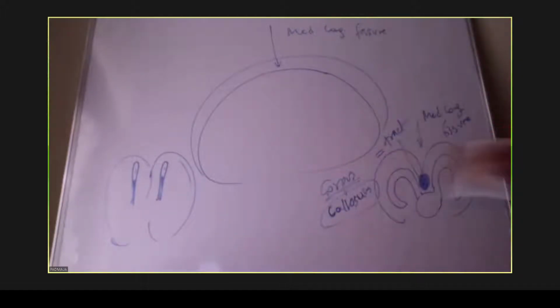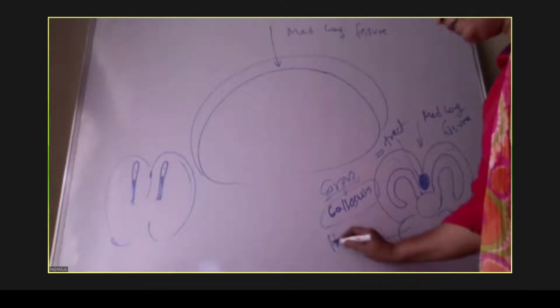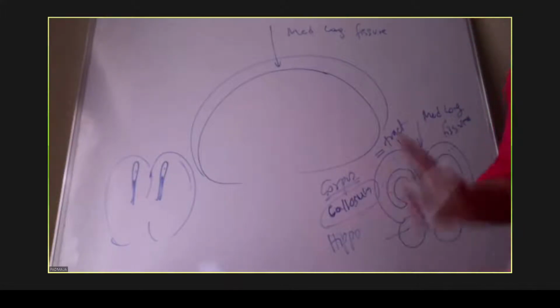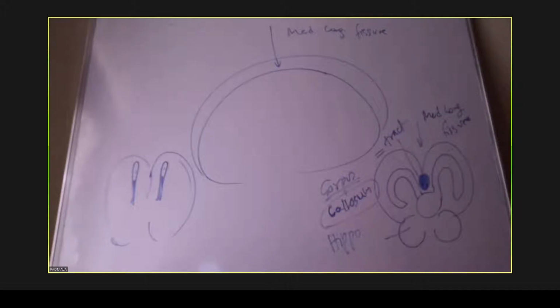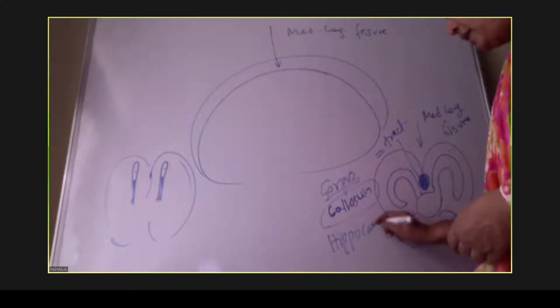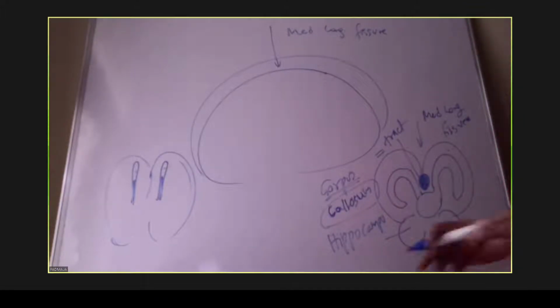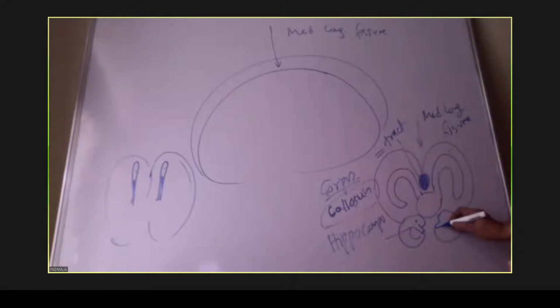And where they are attached, at the bottom, one more lobe is present. That lobe is called the hippocampal lobe. Important. It is not given in NCERT, but it is important. Hippocampal lobe. Why is it named hippocampal? Because it looks like a hippocampus in cross section. In transverse section, it looks like a seahorse. So it is named the hippocampal lobe.